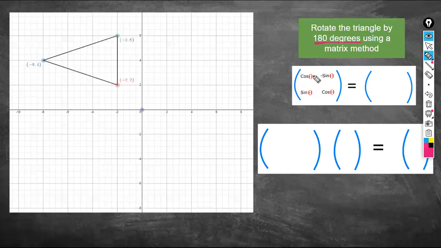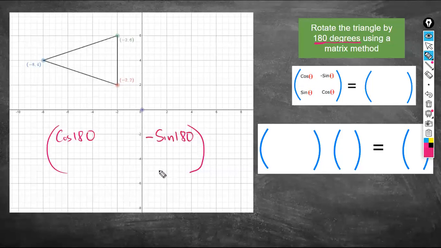Since it's 180 degrees, go and replace all the thetas with 180 degrees for me. So this is what you're basically writing in your books: cosine 180, minus sine 180, sine 180, cosine 180. Type in these four things one by one on your calculator and tell me what four values you get. Then you're going to take those four values and multiply it by point A, then by point B, and then by point C. So I'm going to give you 5 minutes to do this question.